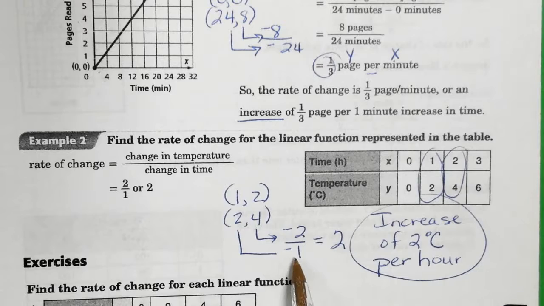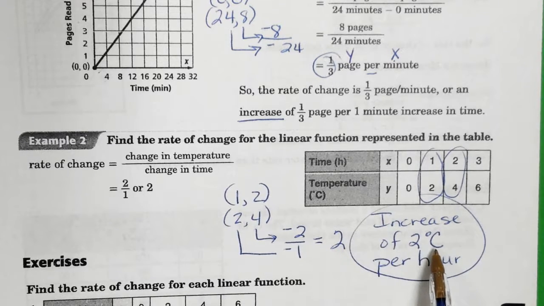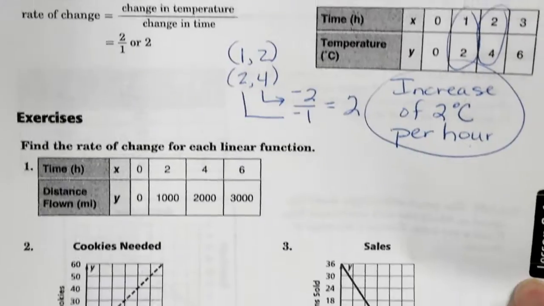So we find the rate of change using our slope method, the formula. If it's positive, it's increase. And then we have to make the statement. Remember, this is from our y information per x information. All right, let's try another one.